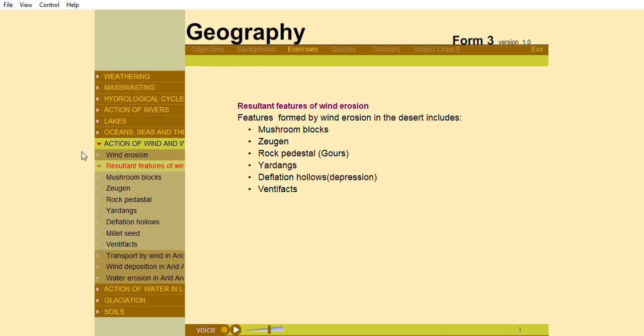Resultant features of wind erosion. Features formed by wind erosion in the desert include mushroom rock, yardangs, hollows, zeugen, and pedestal.